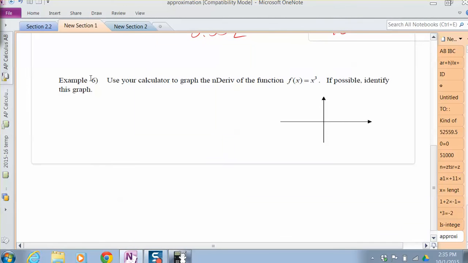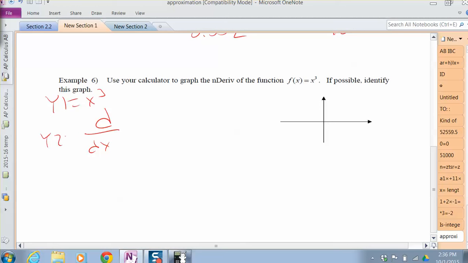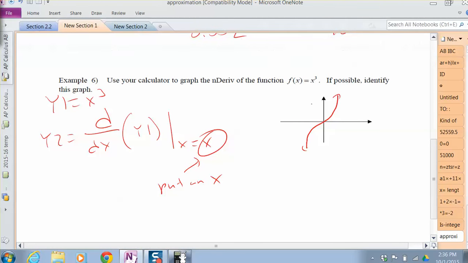So again, in the calculator, I first do y1 equals x cubed. Then I do y2 is that, y1, and you want to put an x there. And the graph looks like this. And of course our derivative, I'll change colors, looks like that. And that's pretty much it.